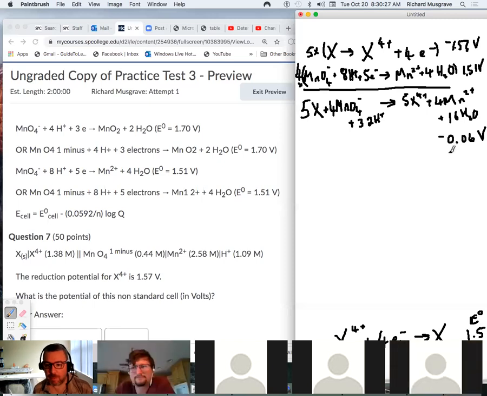So this represents, again, the E0 cell value, this negative 0.06 volts, which is the sum of the 2 voltages that we have up here for the reactions, which again didn't get multiplied, by the way.